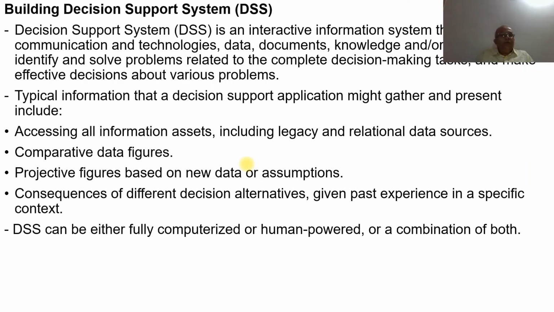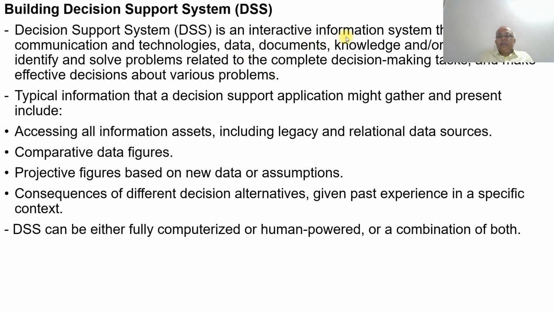So in this video, we are going to discuss building a decision support system. In short, we call it DSS. A decision support system is an interactive information system that uses communication technologies, data, documents, knowledge, and/or models to identify and solve problems related to the complete decision-making tasks and make effective decisions about various problems.